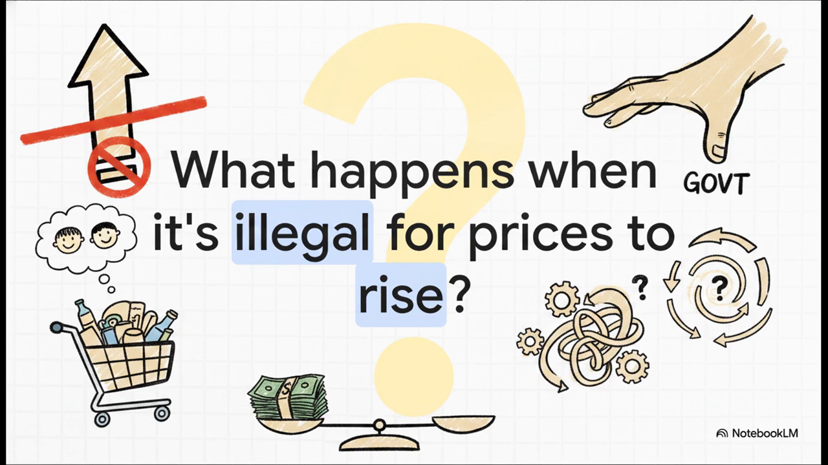So what actually happens when a government steps in and makes it literally illegal for the price of something to go up? I mean, on paper, it sounds fantastic, right? Cheaper goods for everyone. But as we're going to see, the market mechanism is kind of like a force of nature, and trying to block it creates a fascinating and honestly pretty counterintuitive economic puzzle.